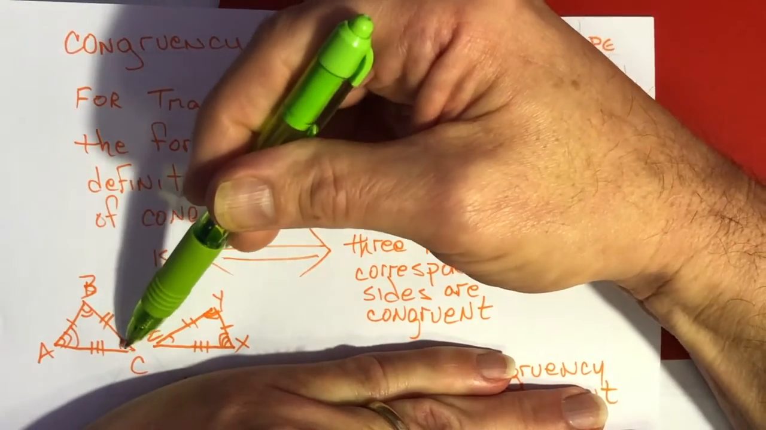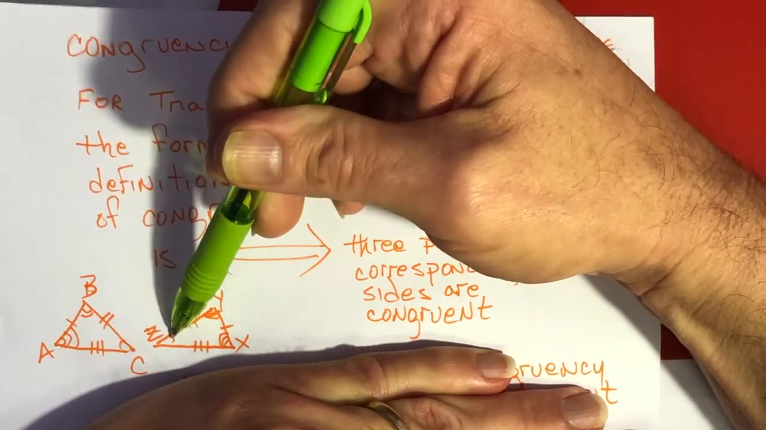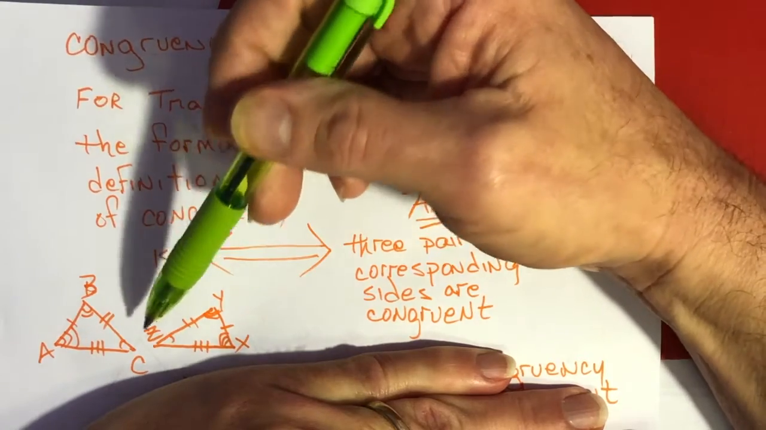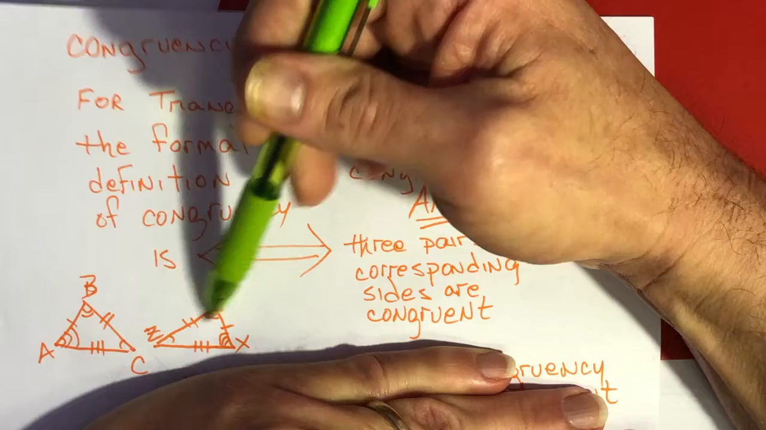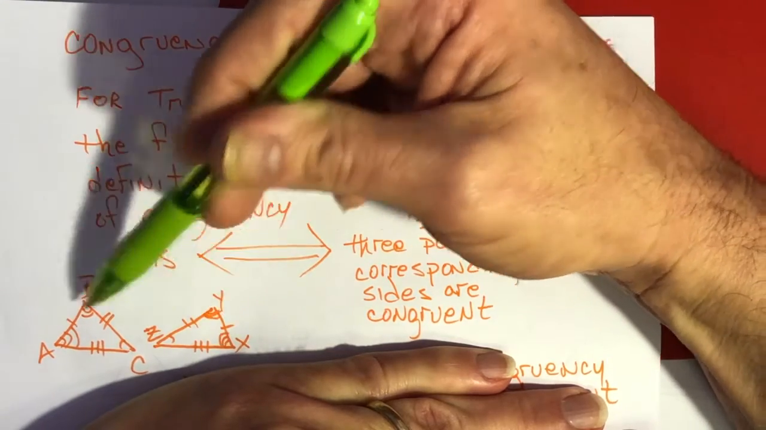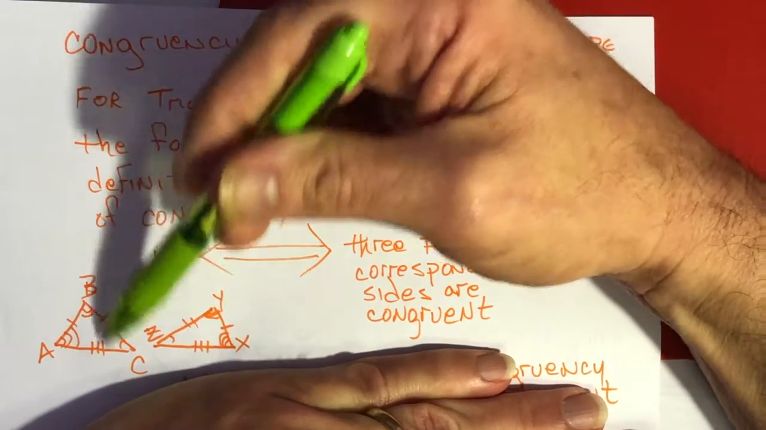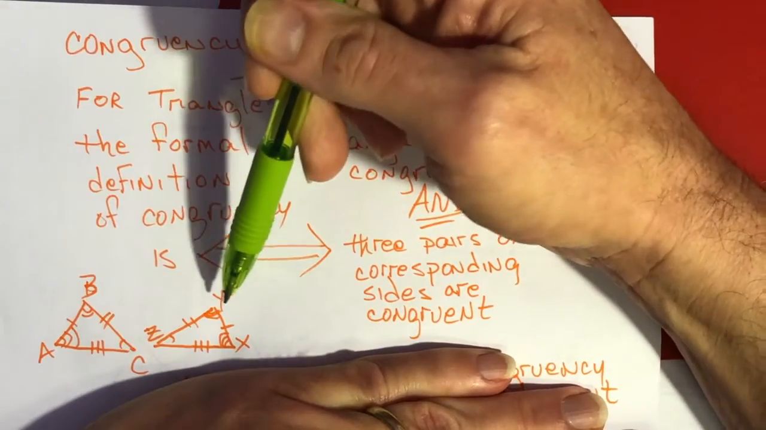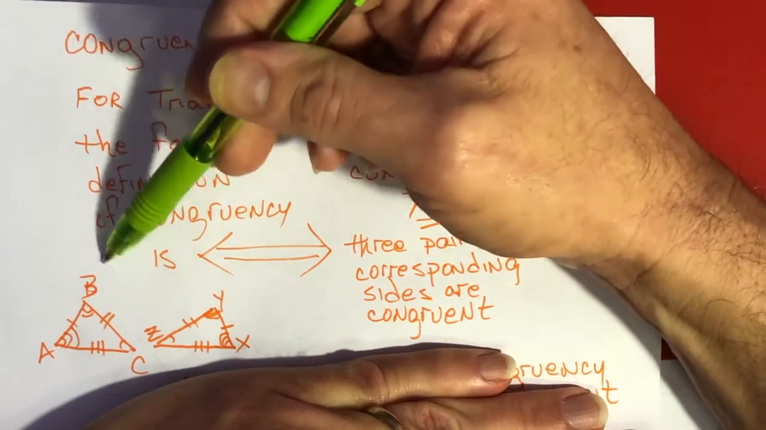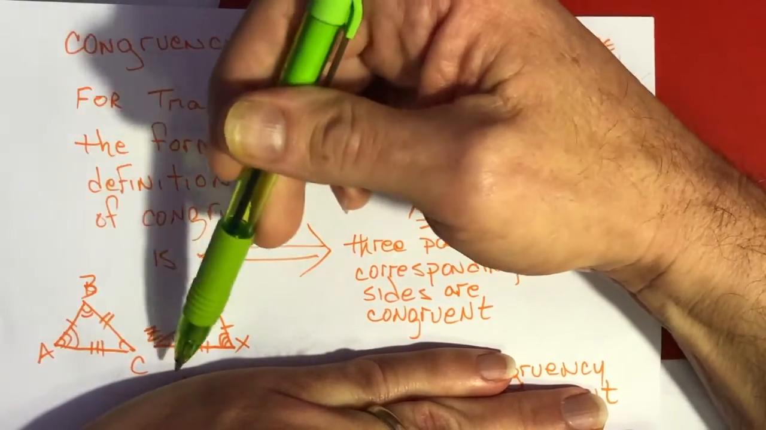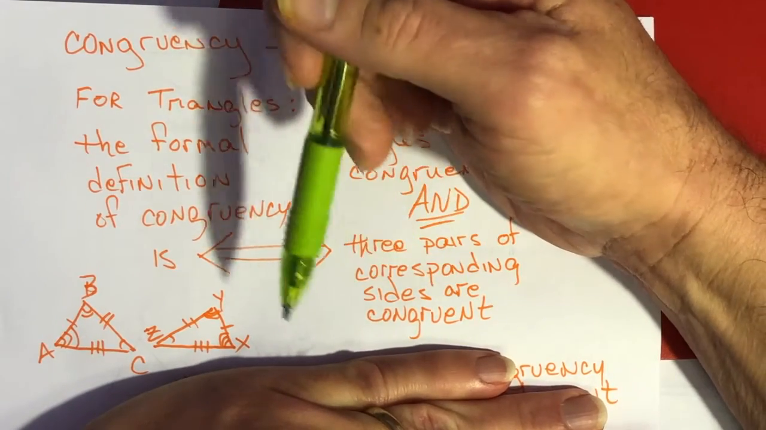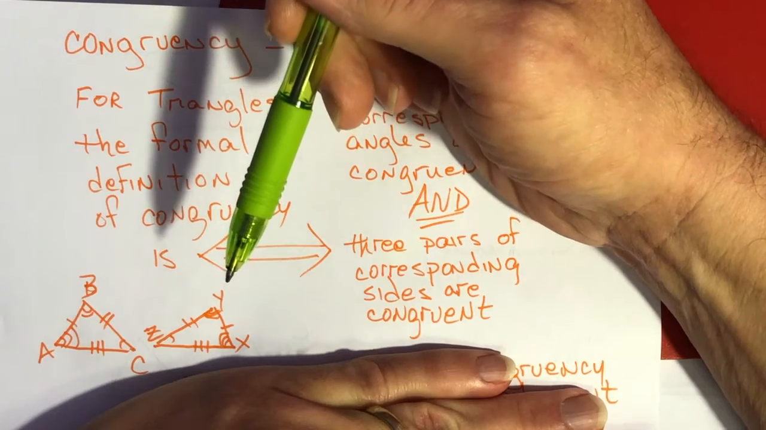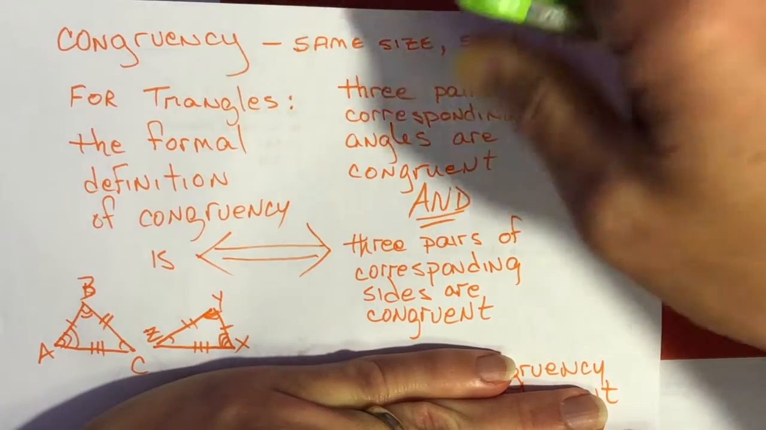That's what that is. And the same thing's true of the angles. You put these little curves in here, these little arcs. 1 means these 2 are congruent. 2 means these 2 are congruent. And 3 means these 2 are congruent. So here is a situation where we have congruent triangles by definition because we have 3 pairs of corresponding sides that are congruent and 3 pairs of corresponding angles that are congruent.